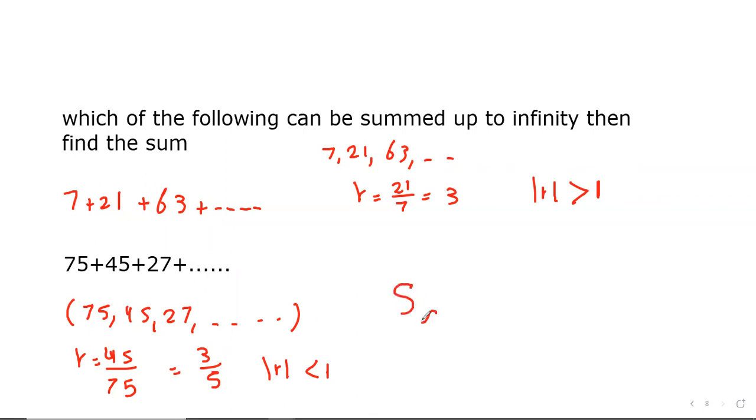And to find the sum S infinity here in this case, it's A over 1 minus R. And A here is 75 over 1 minus 3 over 5. By using the calculator, you will get 187.5. That's it.